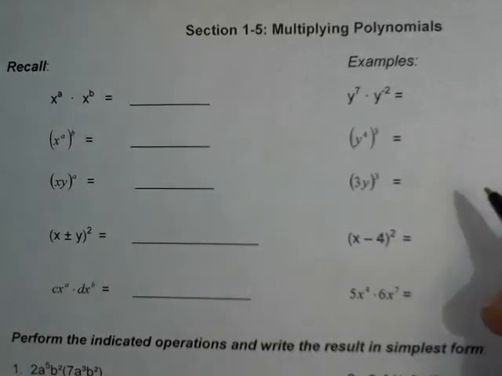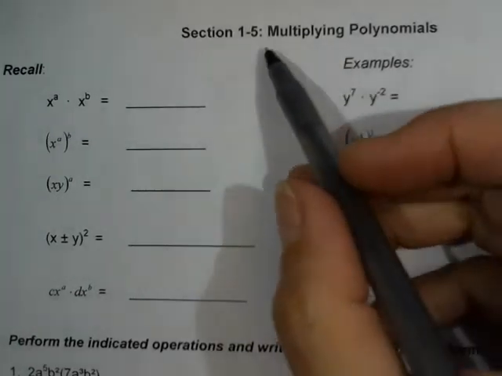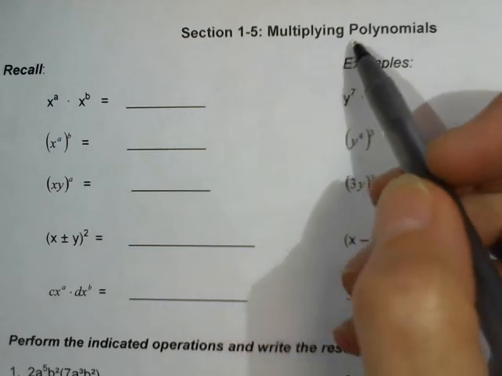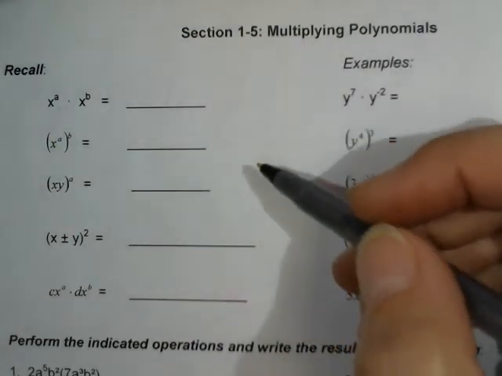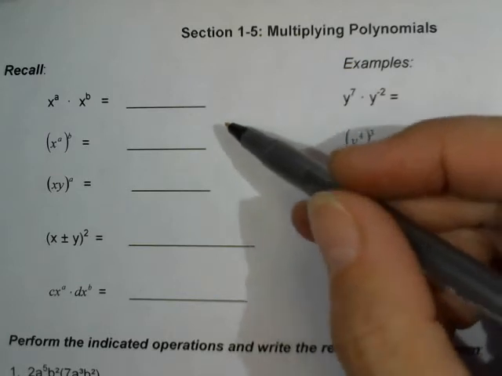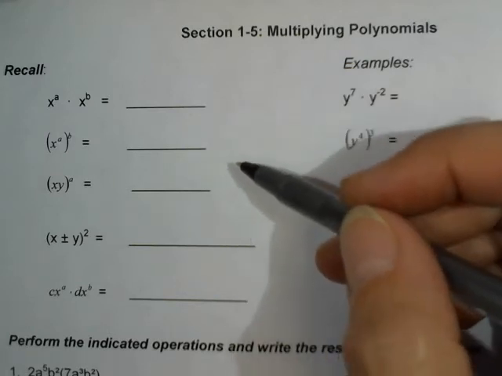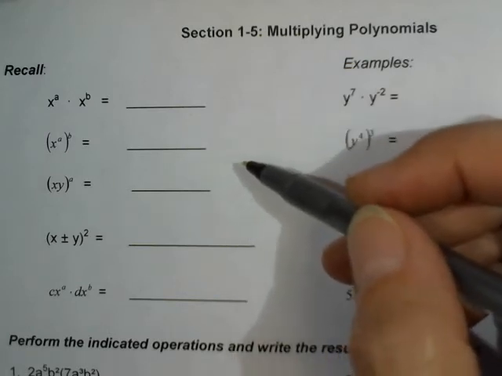Hello. Today we're going to talk about Chapter 1, Section 5, Multiplying Polynomials. And for the first few examples here, we're just going to be talking about the rules of exponents.